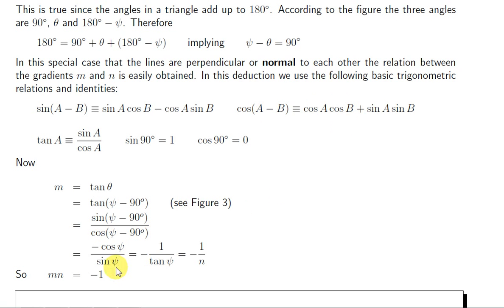Since the tan of an angle is sine over cos, cos over sine is 1 over the tan of psi. Now tan psi is the slope of the second line. Tan psi is n. So we see that m equals minus 1 over n. Cross multiplying, we see that the product of the slopes of two perpendicular lines is minus 1.